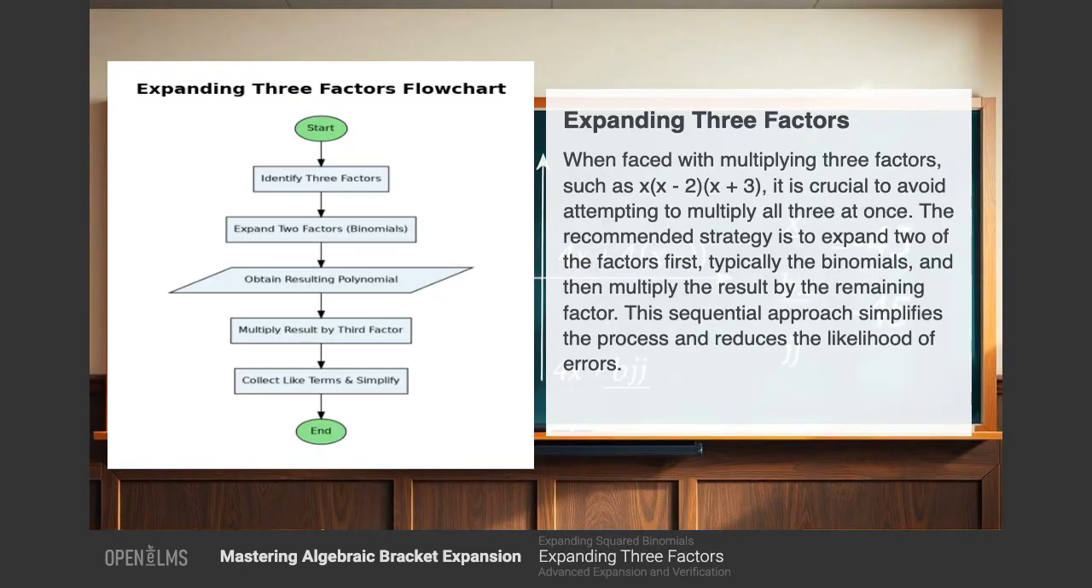Expanding three factors. When faced with multiplying three factors, such as x(x - 2)(x + 3), it is crucial to avoid attempting to multiply all three at once. The recommended strategy is to expand two of the factors first, typically the binomials, and then multiply the result by the remaining factor. This sequential approach simplifies the process and reduces the likelihood of errors.